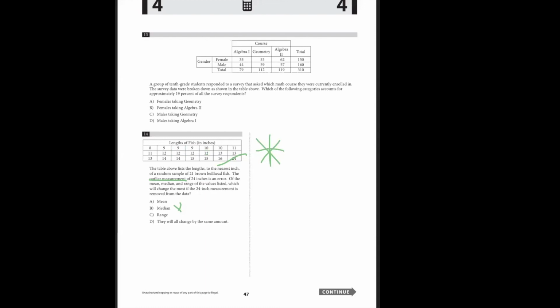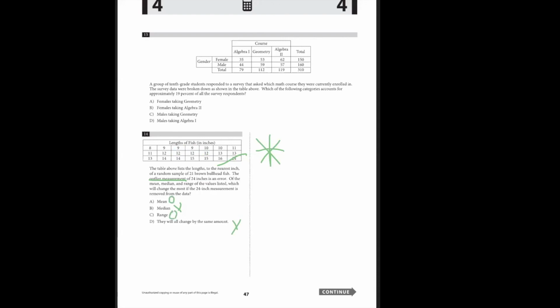So it's definitely not going to be median, which means that if it's not median, it can't be D either, because median is not changing. So they can't all change by the same amount. Now all we have to do is figure out if one is affected more by the mean or the range. The range is very easy to find.